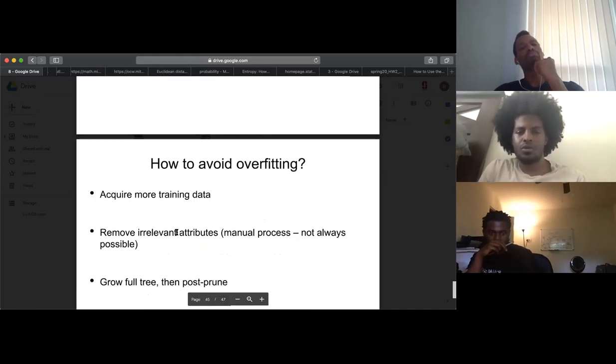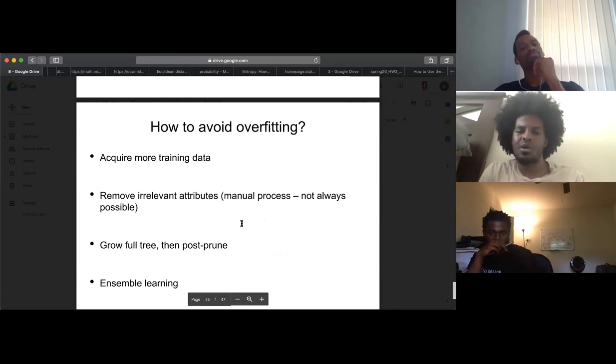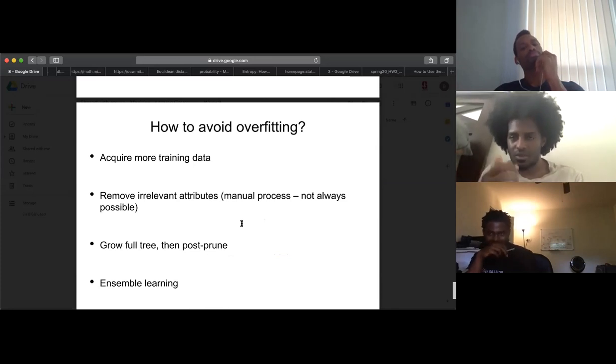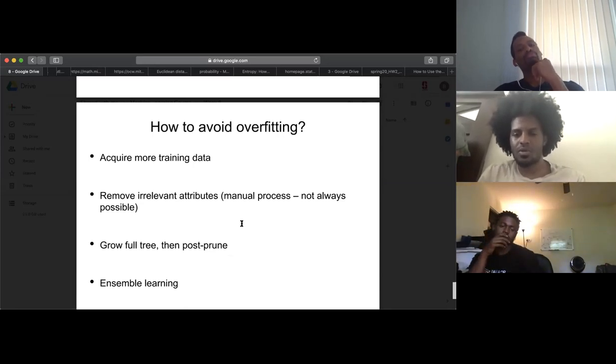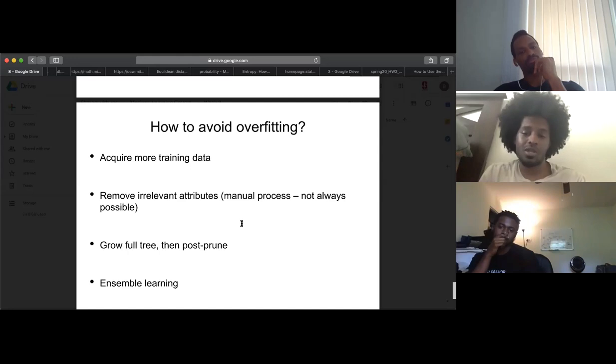So how do you avoid overfitting? You actually just acquire more data, which is always the answer. If you want better predictions, more data. That's always the answer. You can remove irrelevant attributes, which is a manual process. You could look at your data tree and see that, oh, this is kind of not important as a feature, which is you knowing what you're looking for.